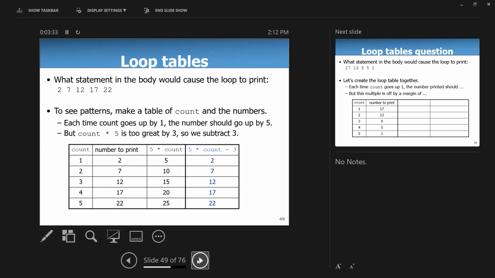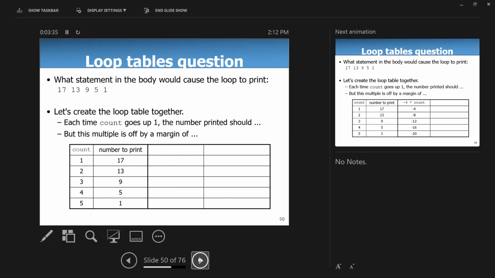So let's take a look at another example with the loop table. Take a look. Now you have to print this pattern. As you can see, the pattern is decreasing. The numbers are decreasing: 17, 13, 9, 5, and 1. So the pattern is decreasing.